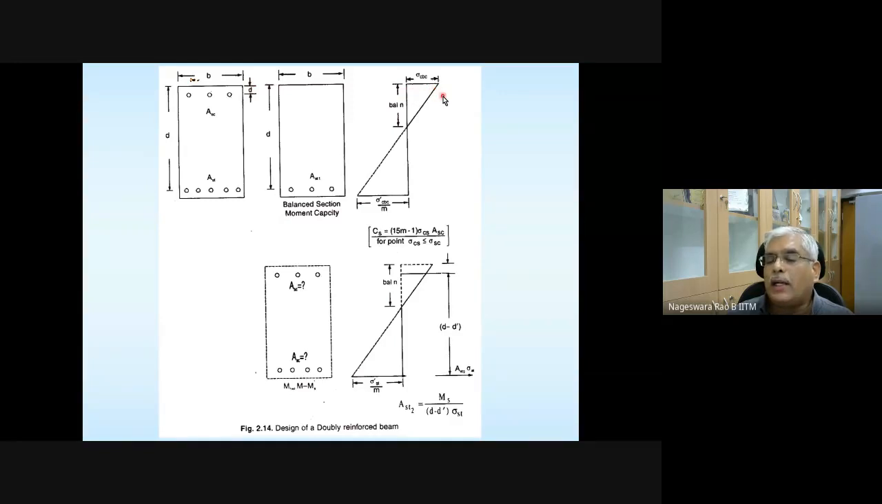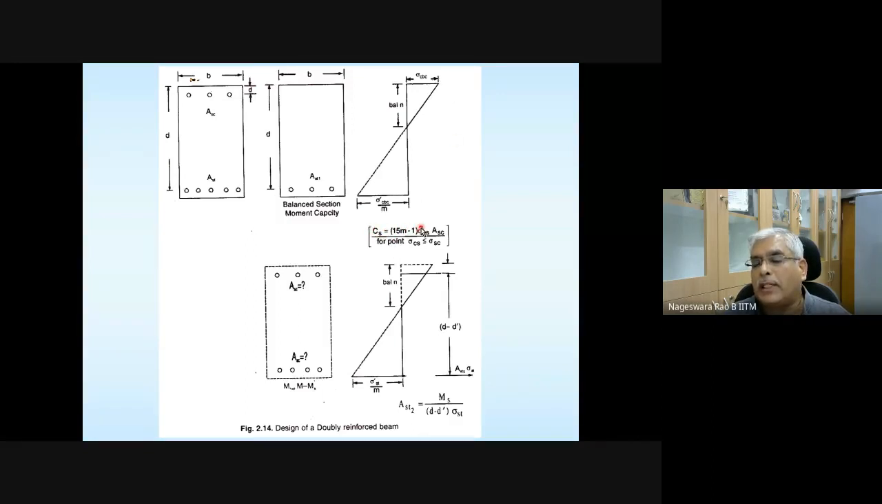And if I want the stress in compression steel at this level, once you get the stress in concrete at the level of compression steel, you can multiply it by 1.5 m minus 1. Okay, so that is actually what is written here.